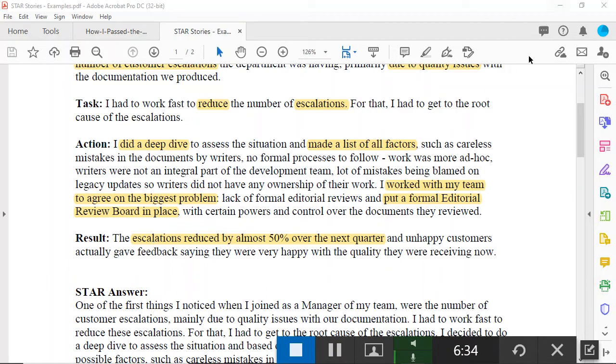So this is something that you can be looking at, right? So hopefully that answers your question about the STAR story. I know people had asked me about that as well.